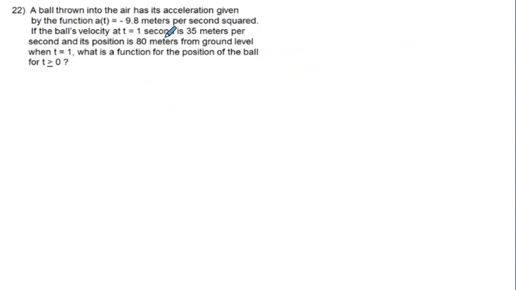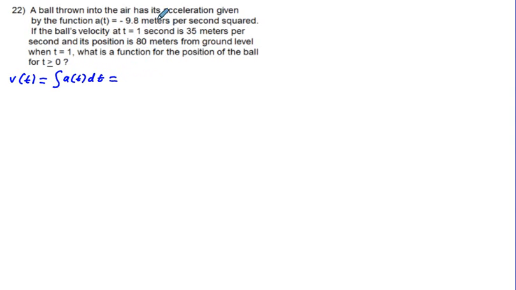And then the last one we have is this one. A ball thrown in the air has acceleration given by the function a of t equals negative 9.8 meters per second squared. The ball's velocity at t equals 1 second is 35 meters per second, and its position is 80 meters from the ground level when t equals 1. Find a function for the position of the ball for t greater than or equal to 0. We make use of the fact that velocity v of t is equal to the integral of a of t dt.